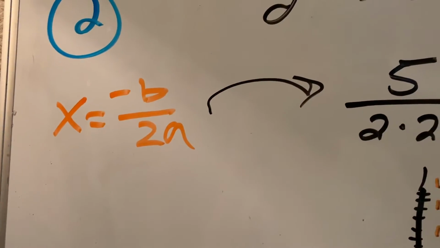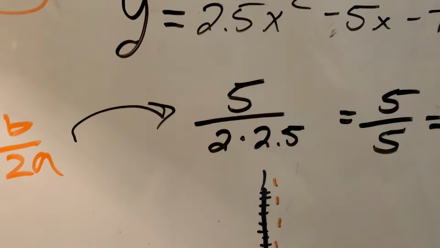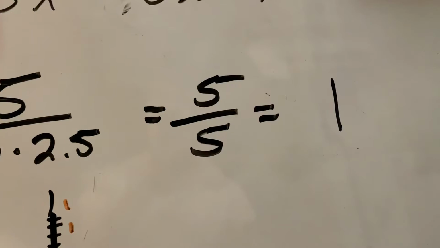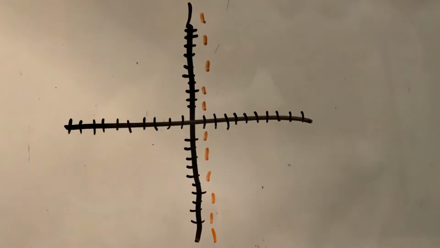So we need the opposite of b, which is negative 5, so that means it's 5, because that's the opposite, over 2 times a, 2.5. So 2 times 2.5 simplifies to 5 over 5, which equals 1. And let's transfer that over to our graph.